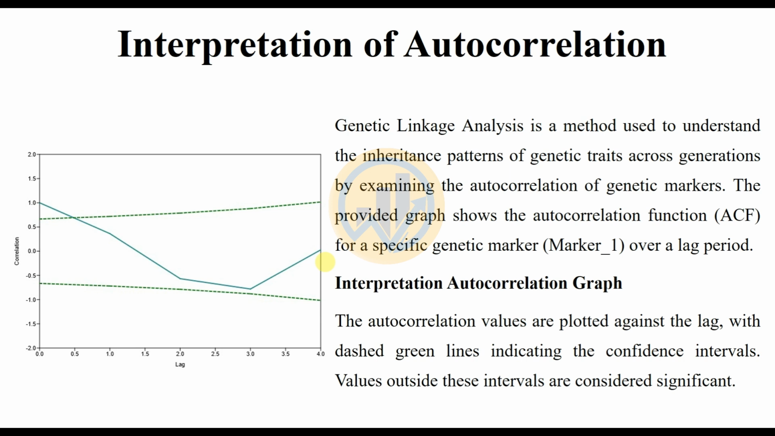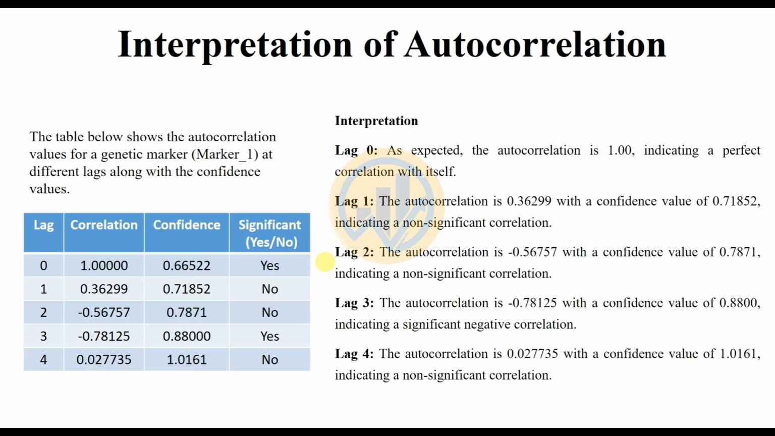The provided graph shows the autocorrelation function, ACF, for a specific genetic marker 1 over a lag period. So, the interpretation of the autocorrelation graph, the graph presented on the left side: the autocorrelation values are plotted against the lag, with a dashed green line indicating the confidence intervals. The values outside those intervals are considered significant. So the next one is the table interpretation of autocorrelations.